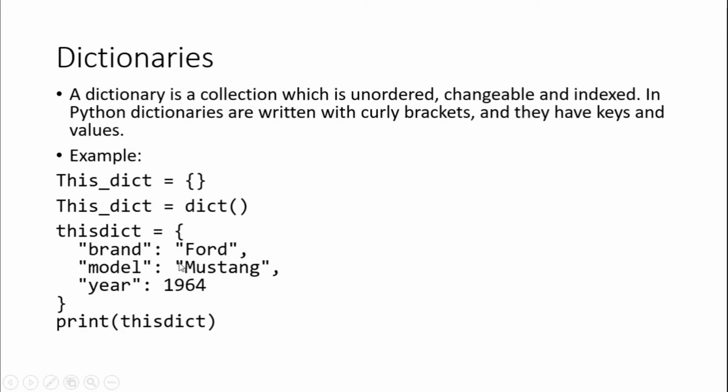And in Python, dictionaries are written with curly brackets and have keys and values. See, this is a typical dictionary. In order to declare a dictionary, all you need to do is mention the name of the dictionary followed by an assignment operator, which is equals to, and a pair of empty curly braces. You can also do that using the dict function. And one more way to do it is initialization. Initialization in the sense you are going to put in the values of the dictionary.